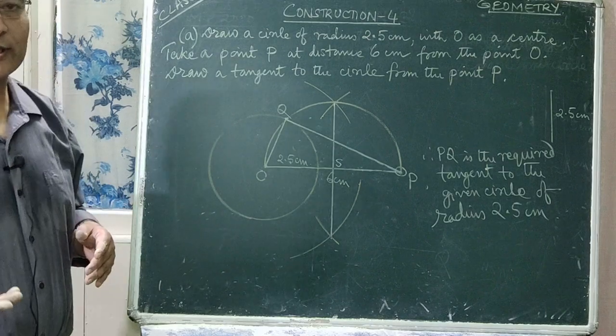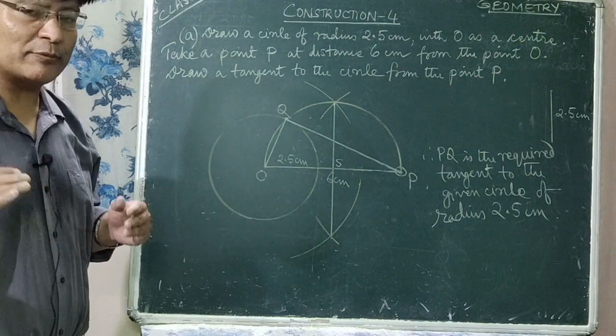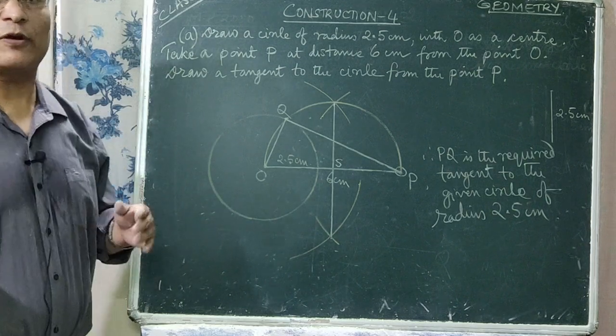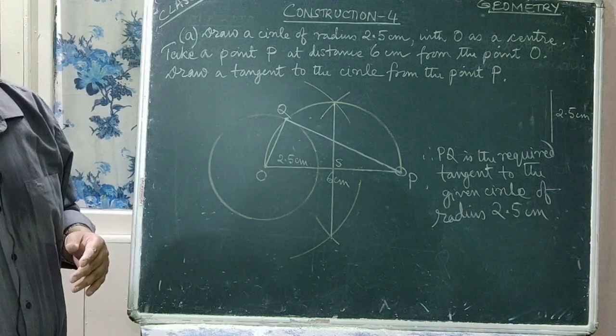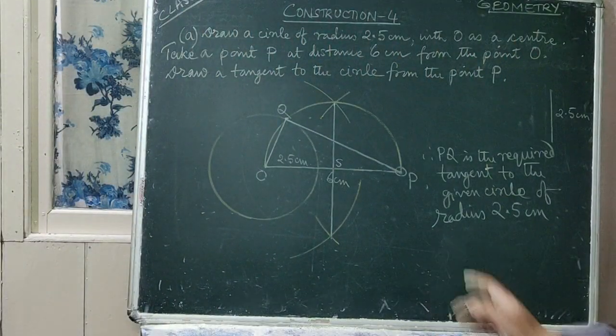Now we'll do the next construction. In that construction, you will draw a circle of given radius, and now we have to draw two tangents to the circle from the external point. Okay, now we'll do that construction. So I think you have understood it.